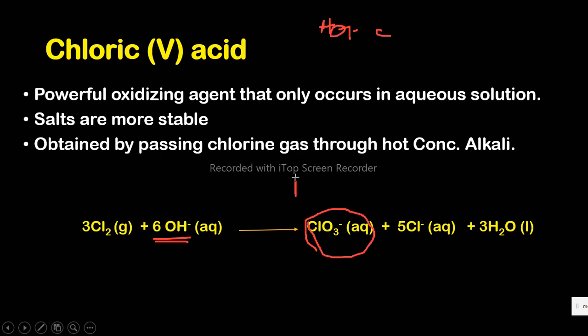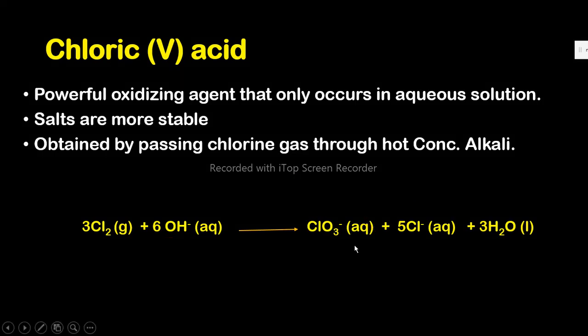If it's a salt, in this case we shall form sodium chlorate, and then sodium chloride plus the water molecules. But that is if the alkali is really hot and really concentrated. Then with this we shall produce our chlorate. So that's how we can prepare our chlorates.